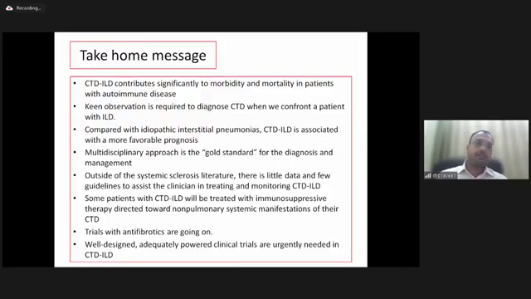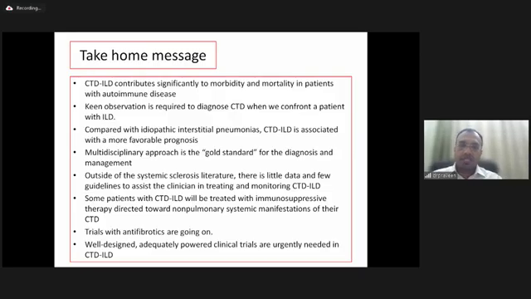The take-home message is that CTD-ILD contributes significantly to the morbidity and mortality in patients with autoimmune disease. A keen observation is required to diagnose CTD when we confront a patient with ILD. Compared with idiopathic interstitial pneumonias, CTD is associated with a more favorable prognosis. A multidisciplinary approach is the gold standard, so if these patients have an ILD, always go ahead with an MDD. Outside of the systemic sclerosis literature, there is little data and few guidelines to assist the clinician in treating and monitoring CTD-ILD, except for the latest ACR guidelines.